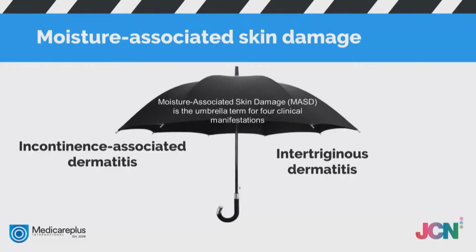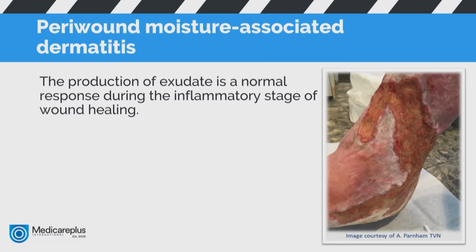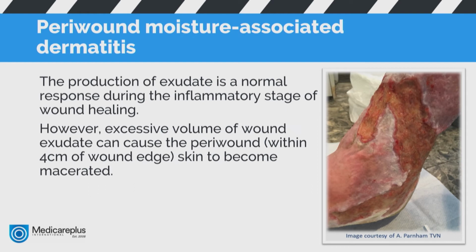So we've looked at IAD, we've looked at intertriginous dermatitis, and now we're going to move on to look at periwound moisture-associated dermatitis. And that is what it says, it's about moisture surrounding the wound. Remember that the production of exudate is a normal response during the inflammatory stage of wound healing. However, excessive volume of wound exudate can affect the periwound, and the definition of the periwound is within 4 centimetres of the wound edges. And that can cause the skin to become macerated. So it's the excess volume of wound exudate that can cause maceration.